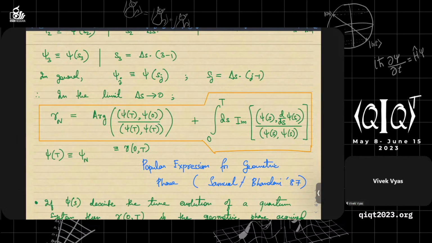So there are many good expositions on this. An excellent one is due to Mukunda and Simon, 1993, whose reference can be found in my manuscript. I have not written it down.